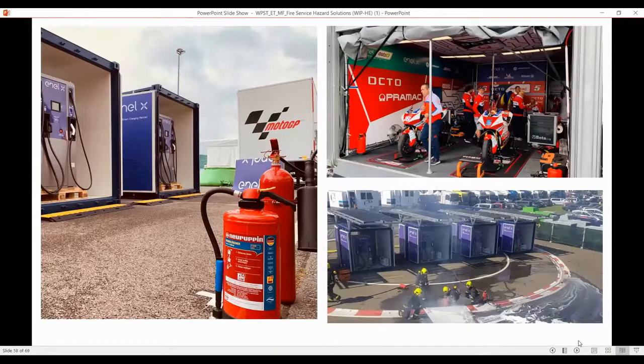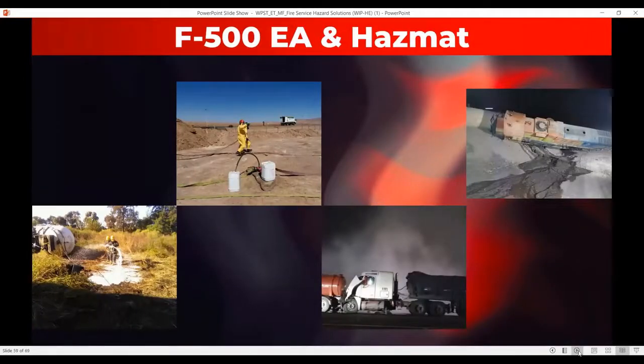So this is actually some photos from the E-Moto circuit over in Europe, where they're racing electric motorcycles. Again, they've standardized on F500 at that track for fires. This is one of the e-bikes that actually caught on fire in the charging station, where they're using the F500 to suppress that battery fire on the vehicle.